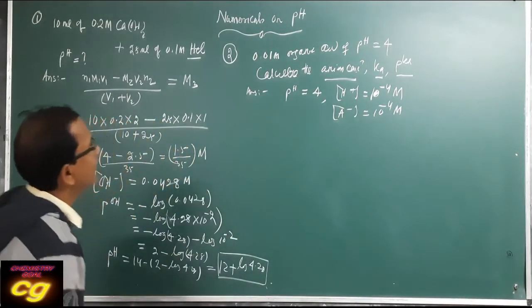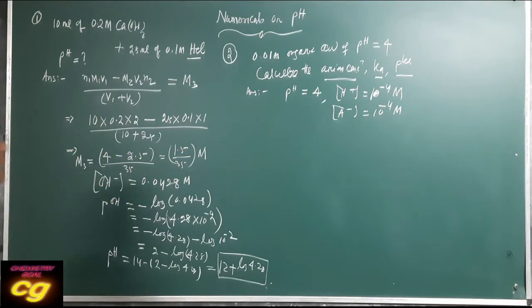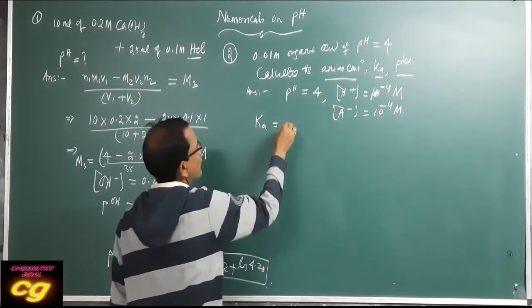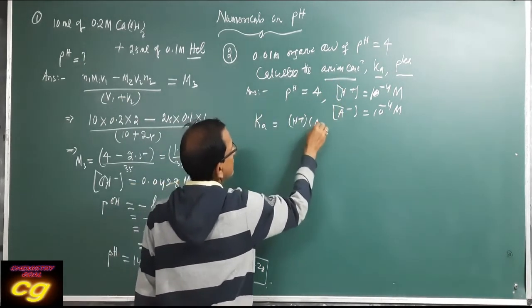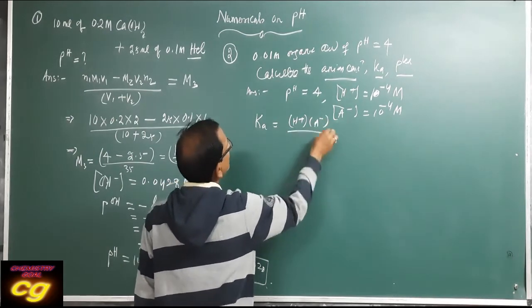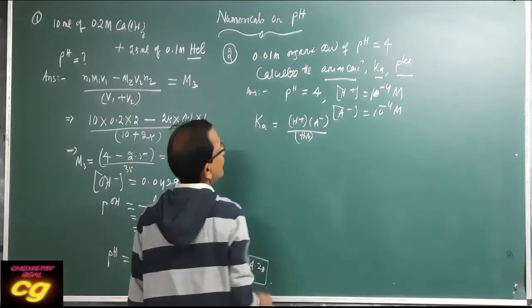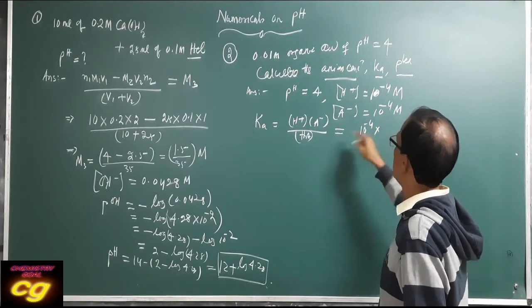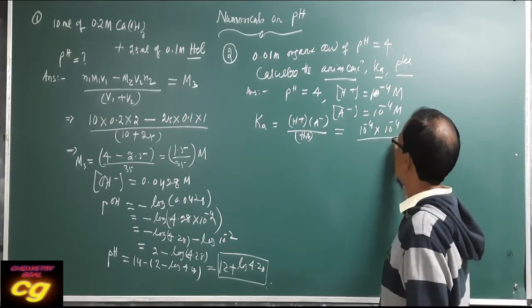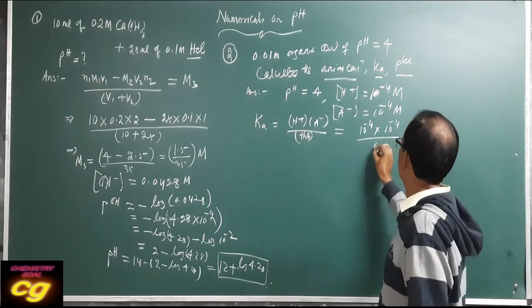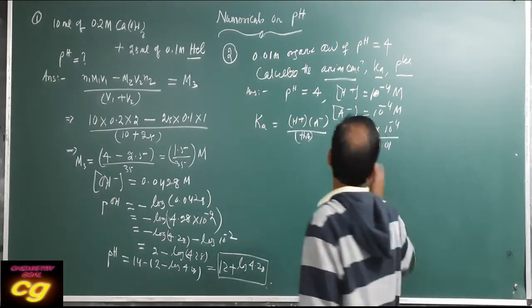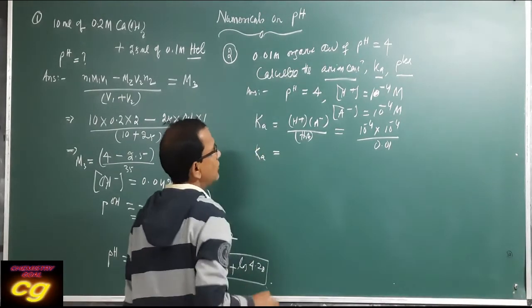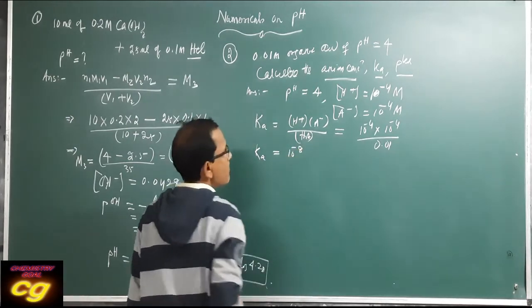Both concentrations are given. Then we calculate the K value. What is the value of K? K is equal to, as the organic acid produces H plus ions, the H plus concentration times the A minus concentration upon HA. So the H plus concentration is equal to 10 to the power minus 4, A minus is also the same 10 to the power minus 4, and HA is, as per the question, 0.01. So how much is the result coming? The result is Ka equal to 10 to the power minus 8.